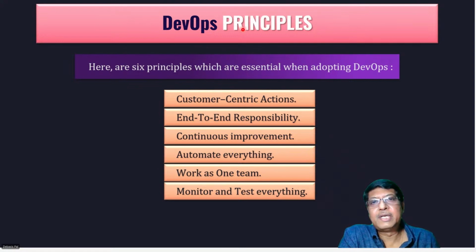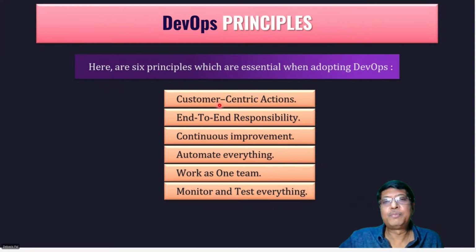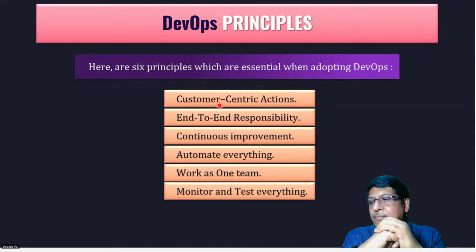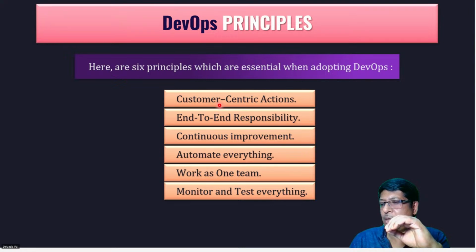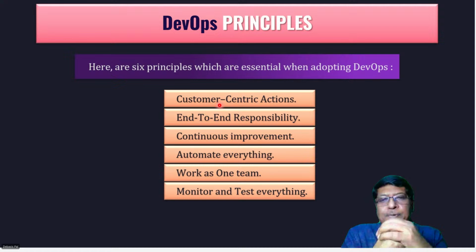So what are the DevOps principles? Like the Agile principles, there are 6 principles. You always think of the customer. You never think of your own satisfaction. Yes, you have to be satisfied yourself to make the customer satisfied, but your entire profile will be customer centric. And that is also a DevOps principle.